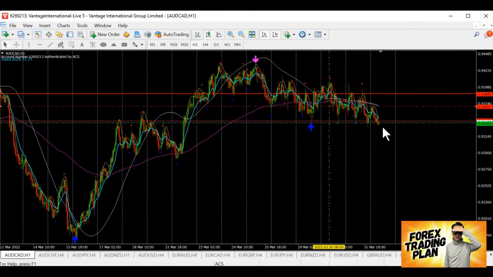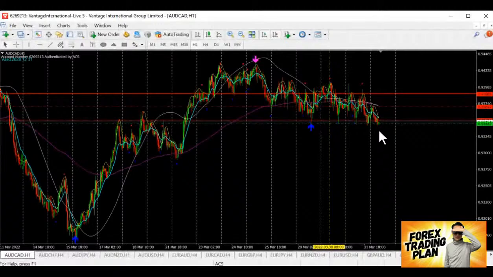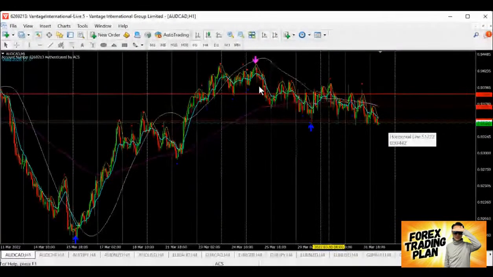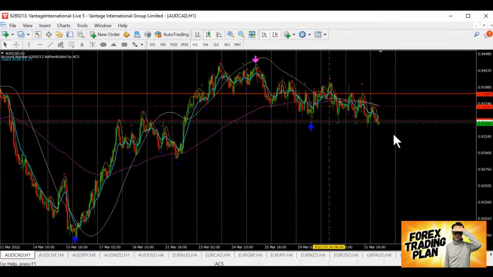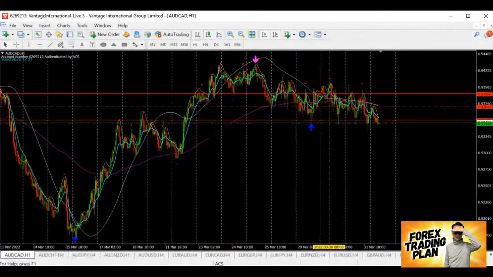For Aussie CAD, what is the plan? First of all, we are on the support. Definitely, we don't sell on the support. One way is, when it breaks the support and retraces upward to test the support without breaking, then we start selling. That would be good. So over here, Aussie CAD is looking good to sell. I'm going to put this into my watch list.